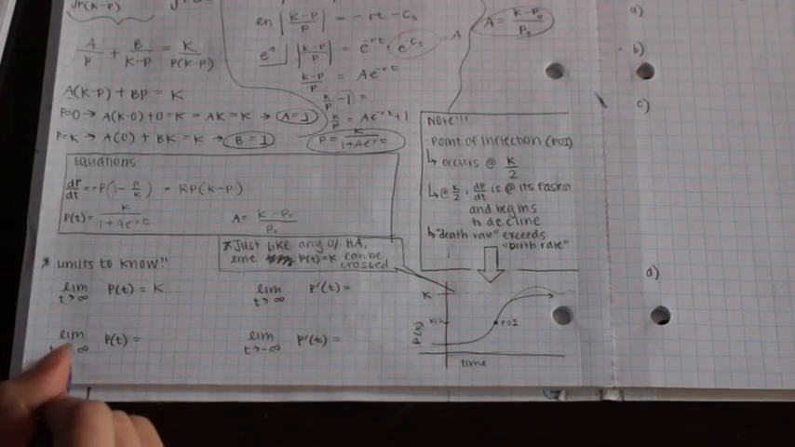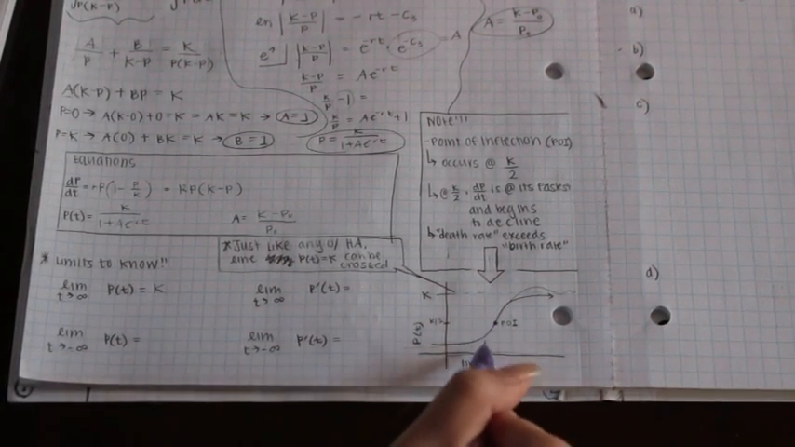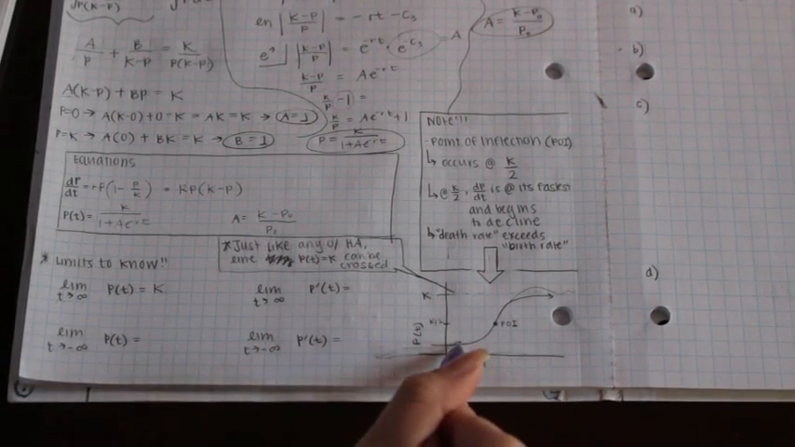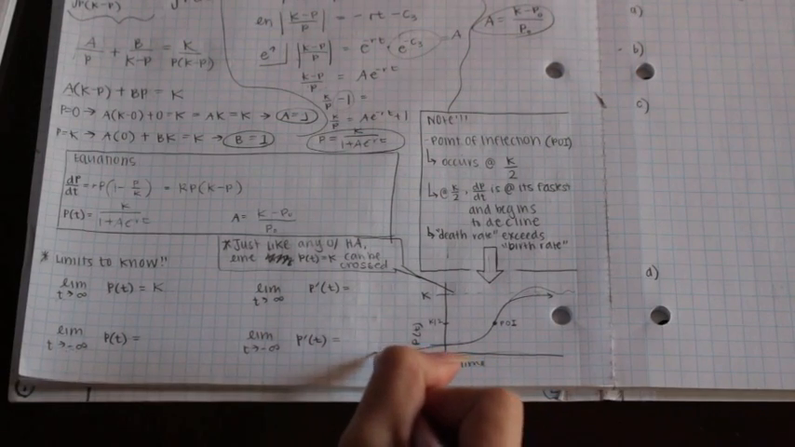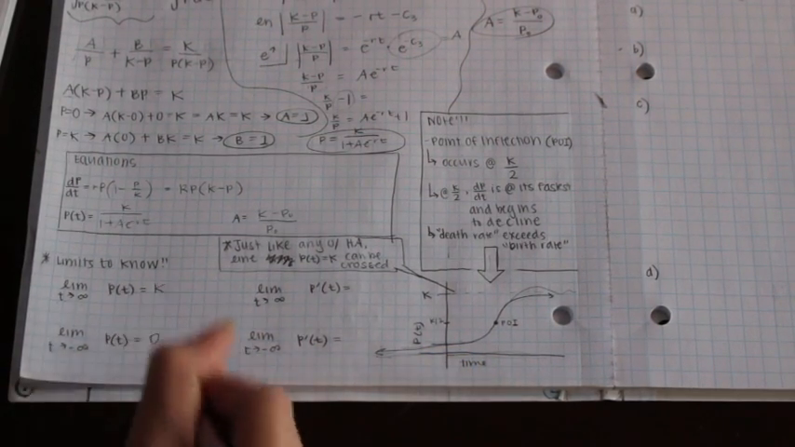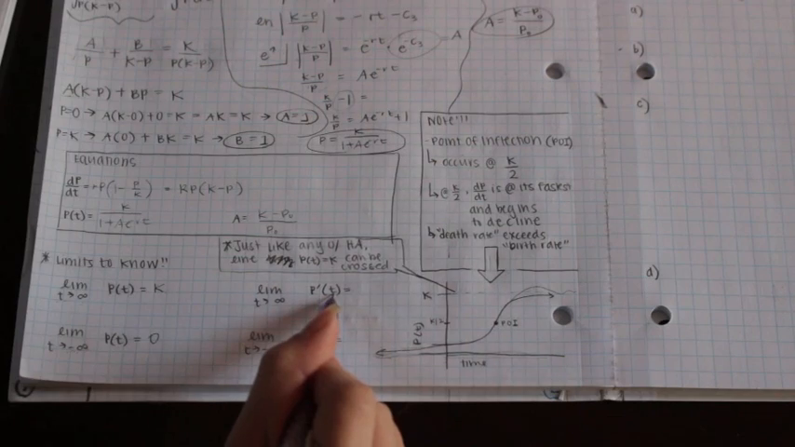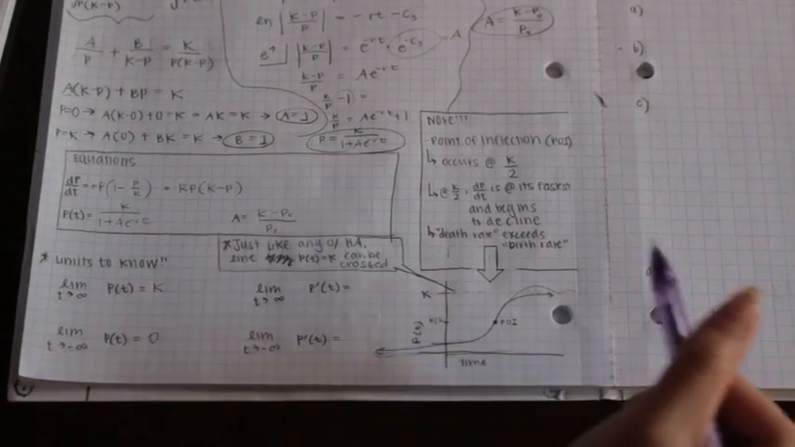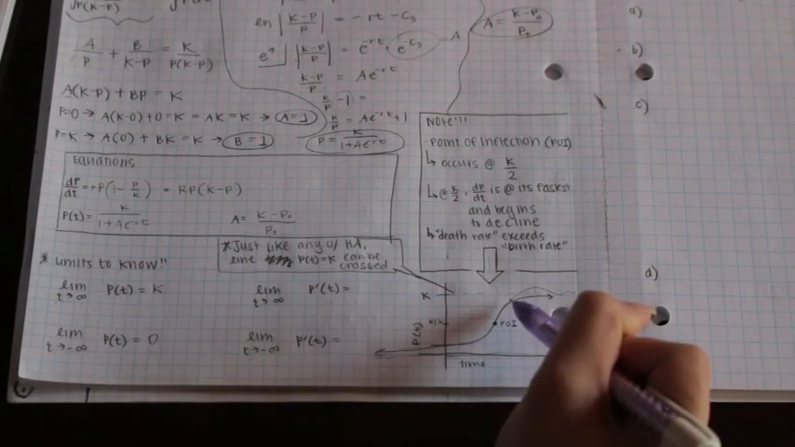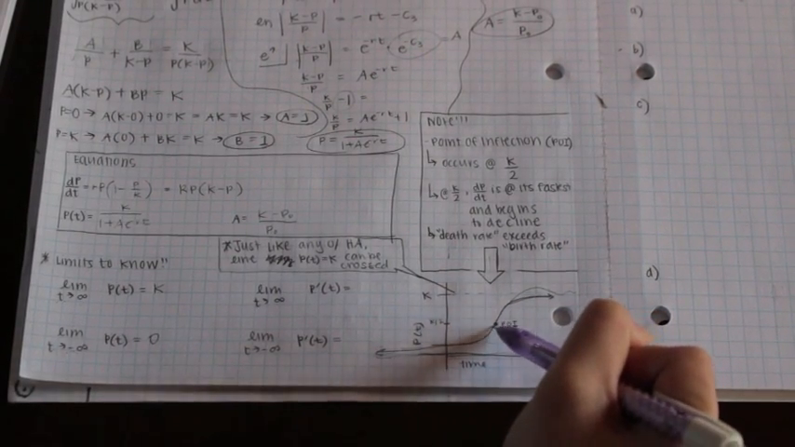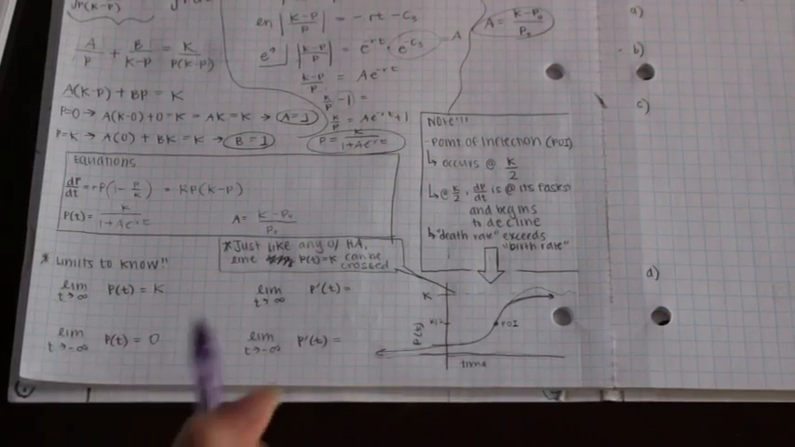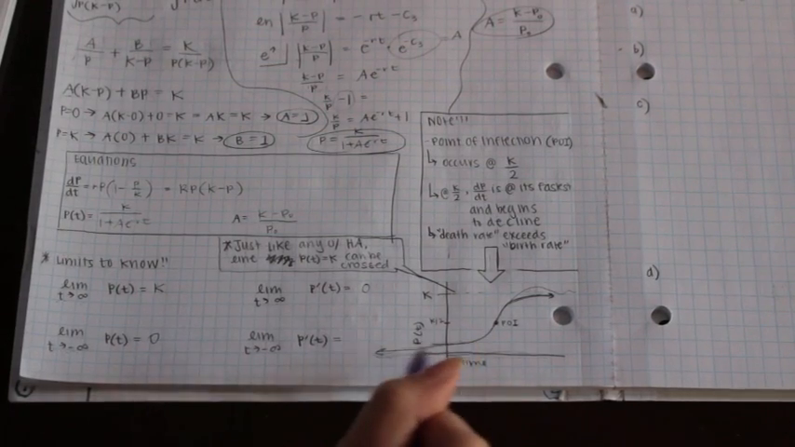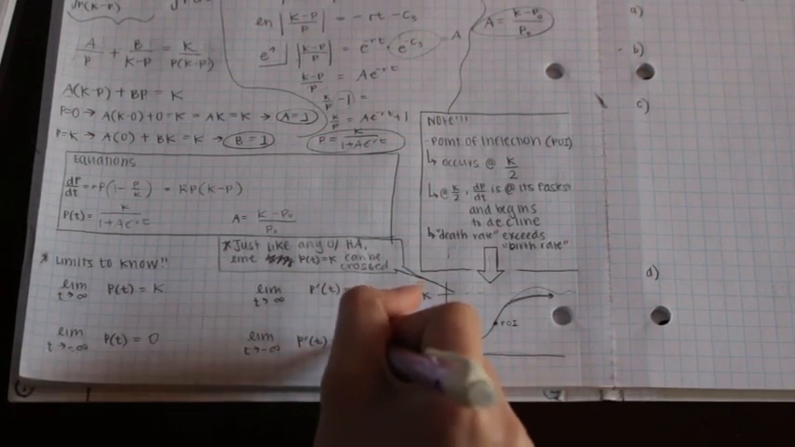Now the limit as t approaches negative infinity of p of t, as time goes on to negative infinity, we can see that this will eventually be going to 0. The limit as t approaches infinity of p prime of t, so that's going to be the rate at which it is increasing. So as it goes on to infinity, we can see that the graph flattens out. Therefore, our p prime of t will be equal to 0. And the same thing here. As it approaches negative infinity, our rate will be going to 0.